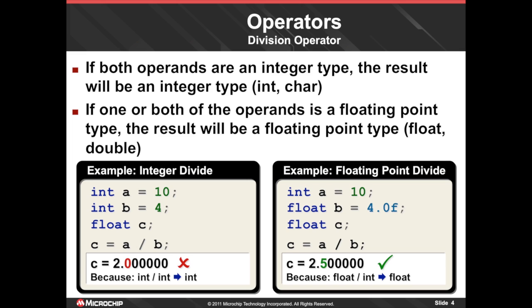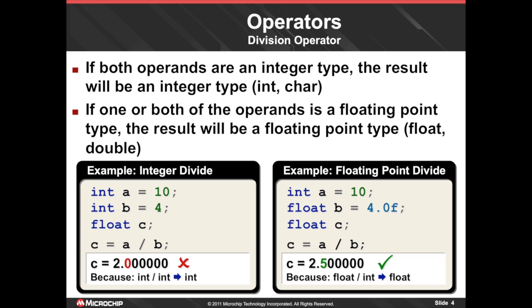If both operands are an integer type, the result will be an integer type, as I explained in the last slide. Both int and char are considered integer types, but just remember that char is an 8-bit integer. Float and double are considered floating point types. The division operator is a bit different from the others in that it can function very differently depending on the data types of the operands.